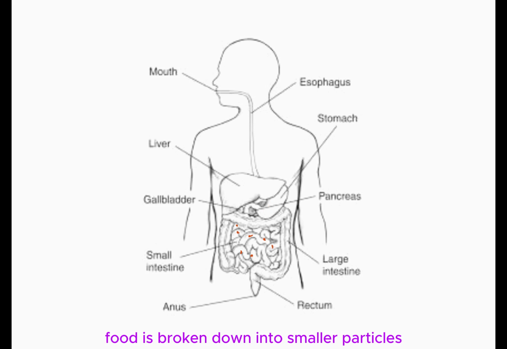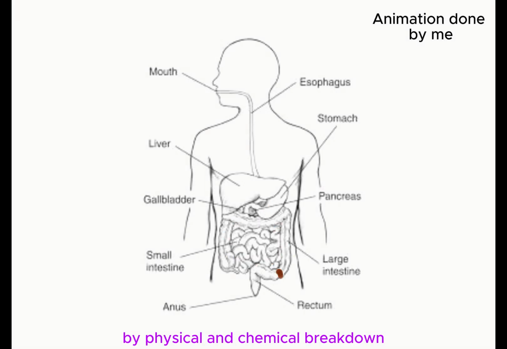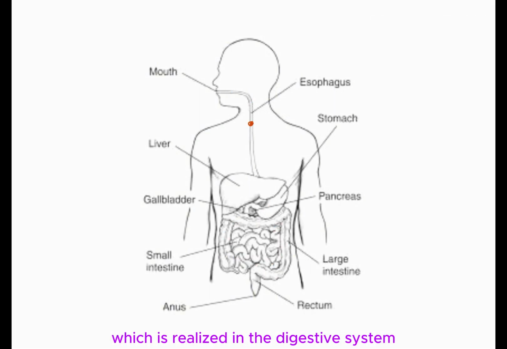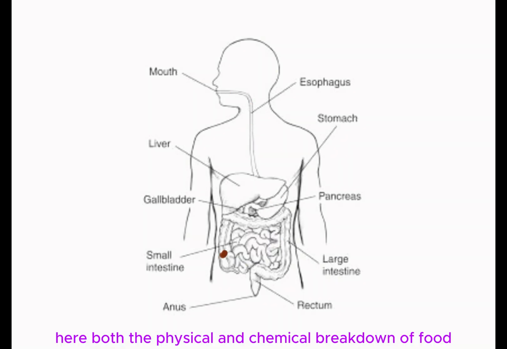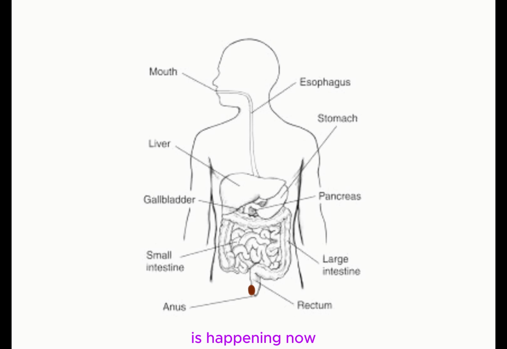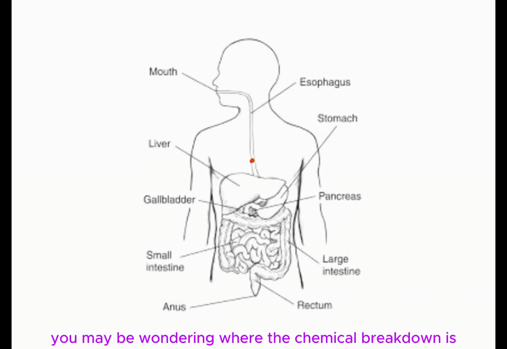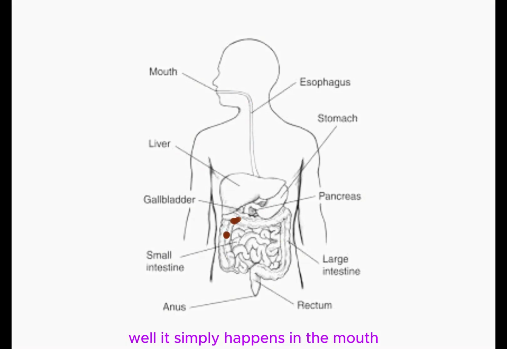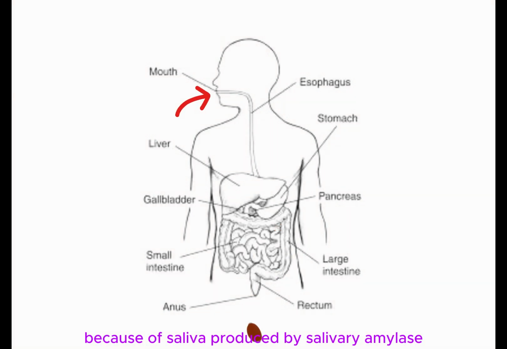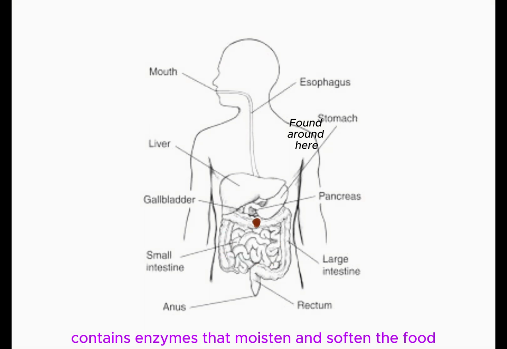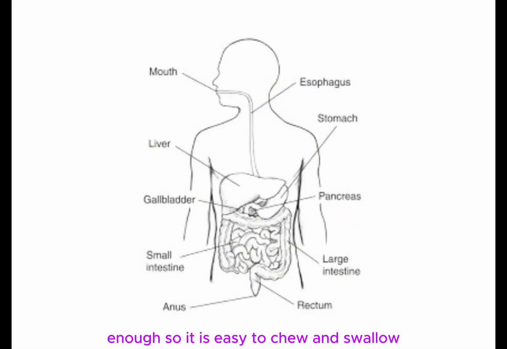During digestion, food is broken down into smaller particles by physical and chemical breakdown, which is realized in the digestive system. First, we ingest the food in our mouth and then chew it with our teeth. Here, both the physical and chemical breakdown of food is happening. Now, you may be wondering where the chemical breakdown is. Well, it's simply happening in the mouth because saliva, produced by salivary glands, contains enzymes and moistens and softens the food enough so it is easy to chew and swallow.